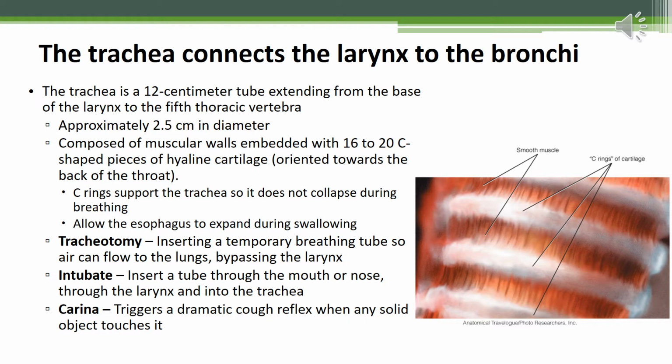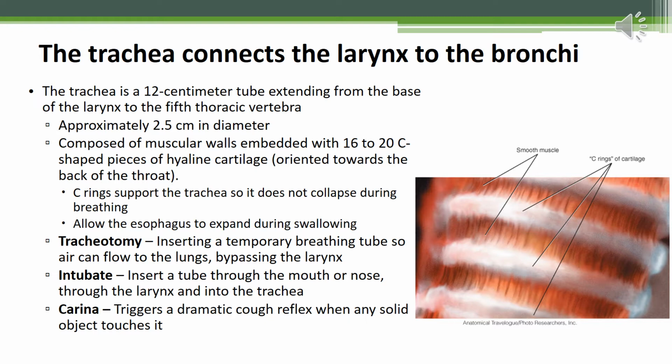The trachea is composed of muscular walls which are embedded with 16 to 20 C-shaped pieces of hyaline cartilage, and these are oriented towards the back of the throat. These C-ring structures support the trachea so that it does not collapse during breathing, and they also allow for the expansion of the esophagus during swallowing.